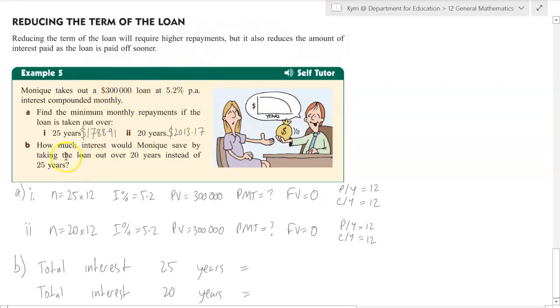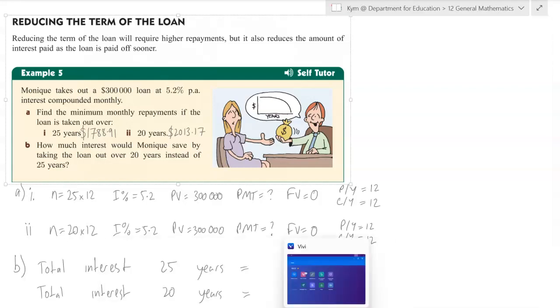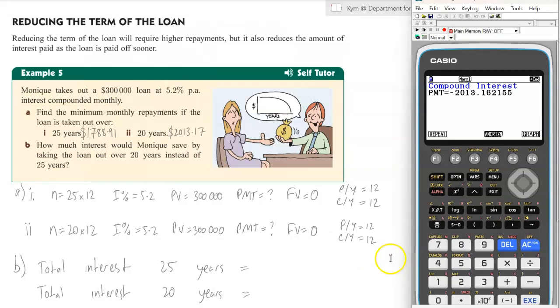Now, the last part of this question, and what we're actually trying to look at here, is to work out how much interest she would save if she paid it over 20 years rather than paying it off in 25 years. There are a few ways of doing this. I'm going to take a little bit of a shortcut. I'm going to use the amortization function within the graphics calculator. So I'm just going to quickly show you that process.